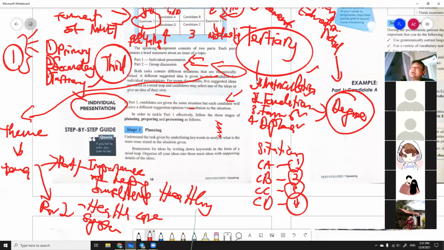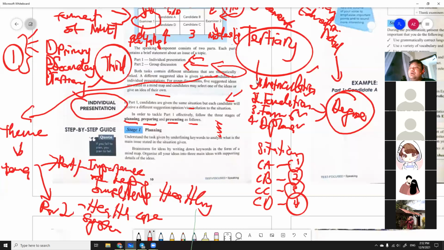In order to tackle part 1 effectively, follow these 3 stages of planning, preparing, and presenting. Stage 1, planning. When you receive your question, don't be nervous. My suggestion is you shouldn't be nervous at all. That's why I want you to prepare yourself. You will be conducting and recording your presentations later on, so that you will have enough practice right before you sit for your actual MWEC examinations.